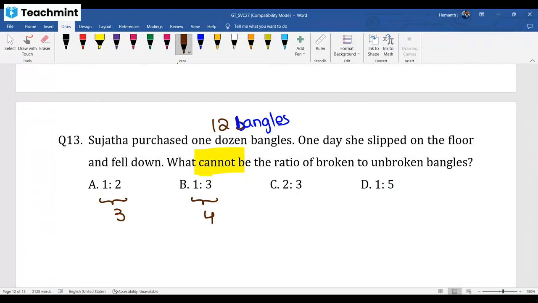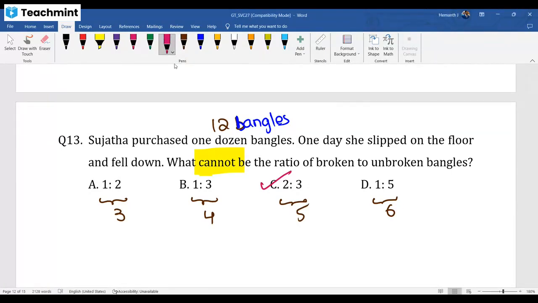1 + 3 = 4, 12 can be divided by 4, so broken to unbroken, 1:3 is possible. 1 + 5 = 6, 12 is divided by 6, so I can split as 1:5, also possible. But 12 is not divided by 5, so broken to unbroken, 2:3 is not correct.